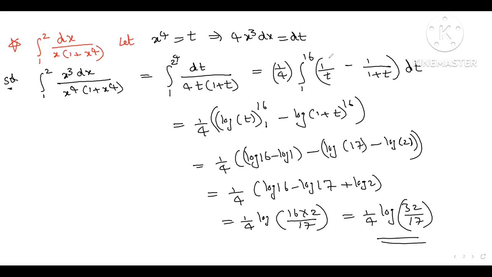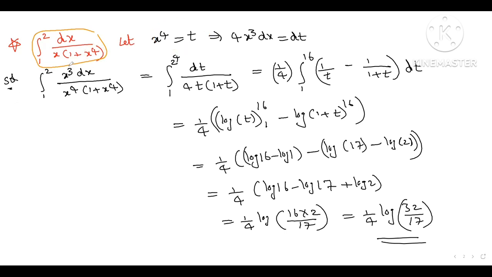Okay, let us go to the next problem. Integral 1 to 2, dx by x into (1 plus x to the power 4). How can we solve this problem? Let us take x to the power 4 equal to t.